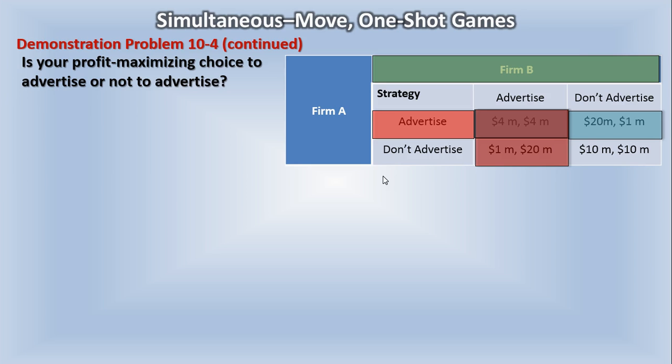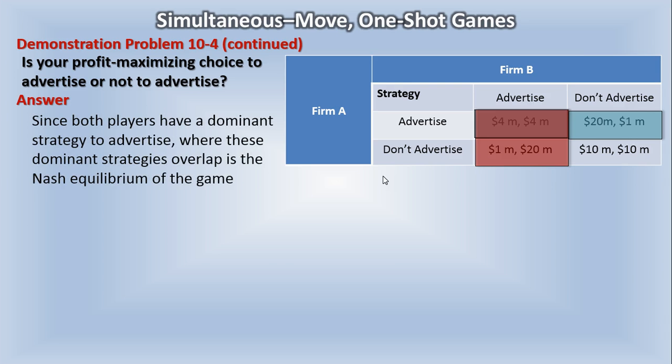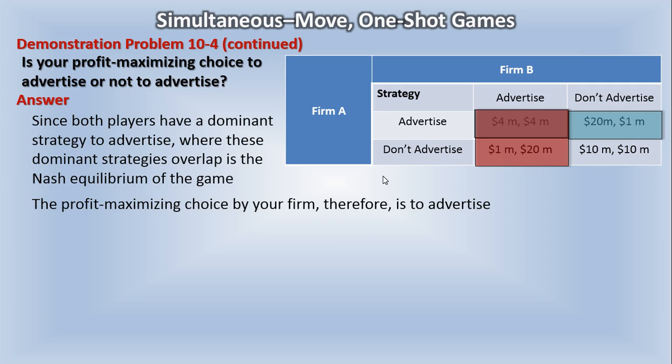Is known as what? It's known as the Nash equilibrium in the game. It is the set of strategies in which neither player has any incentive to deviate from those strategies. Both of them will choose to advertise in response to their rival choosing not to advertise, and will choose to advertise in response to their rival choosing to advertise as well. So since both players have a dominant strategy to advertise, where these dominant strategies overlap is the Nash equilibrium for the game. The profit maximizing choice by your firm is therefore to advertise.